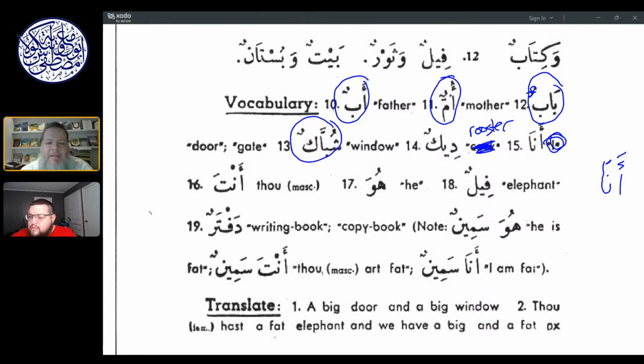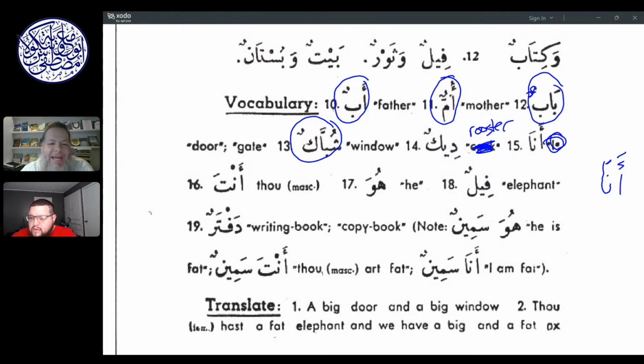And then we have ana, that means I. So I could take ana and the word for fat. You remember the word for fat? Saminun. Yeah, I could say ana saminun. Ana samin. We don't talk about ourselves in a negative way. Even if we are fat, we don't talk about ourselves like that. But I could say that, right? Ana kabirun. Ana saminun. Right?